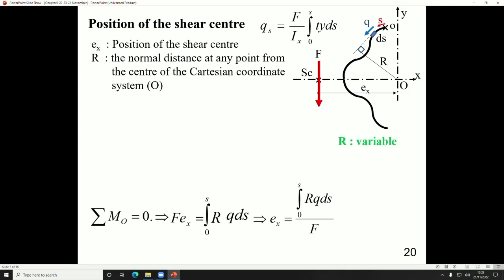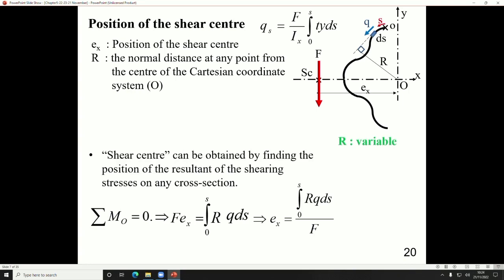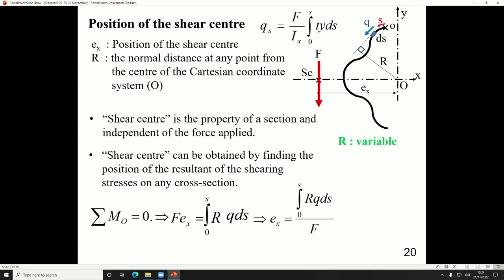Centroid is a property of the section. Shear center is also a property of the section. The shear center can be found using this equation and is a property of a section. So that is slide number 20. Any question or questions in relation to this slide?